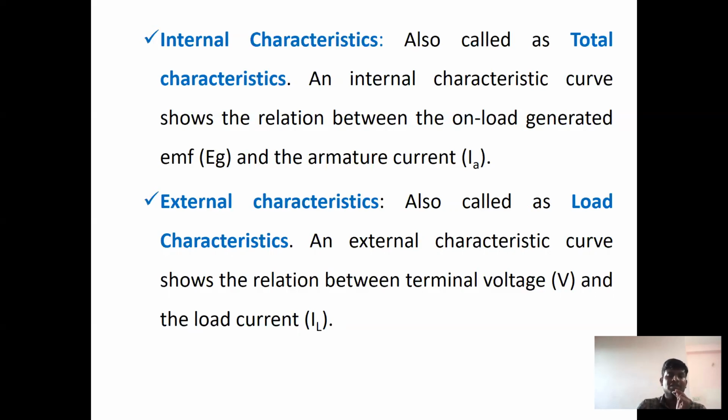Coming to the last, the load characteristics, that is the external characteristics. The name indicates external means the output, the external of the circuit. What is the external of the circuit? The voltage across the load and the load current. So we plot the graph between terminal voltage versus load current. It gives the external characteristics.